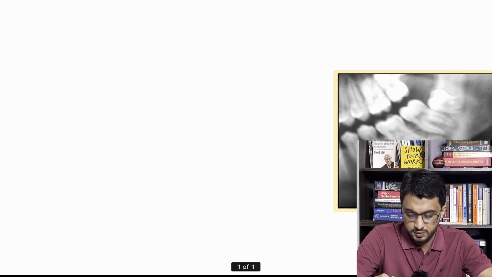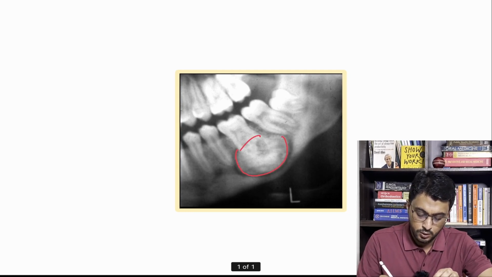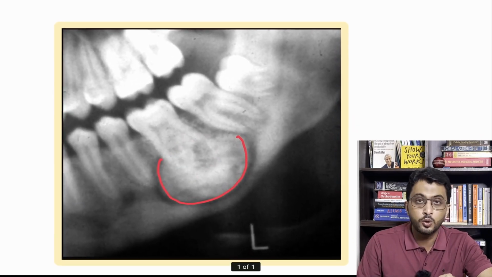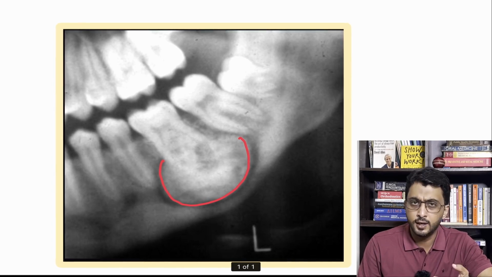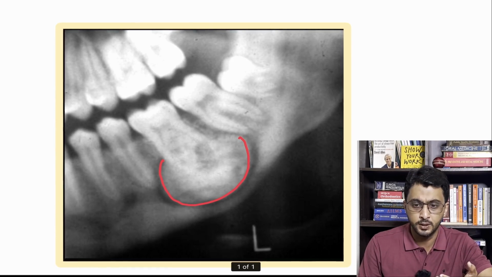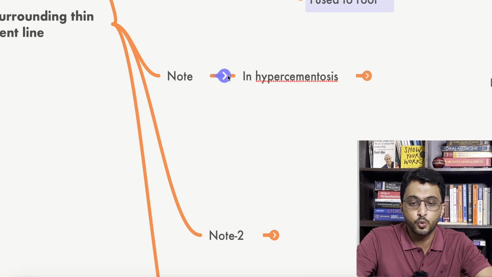Now if you see this picture out there, very, very clear, very typical. This is a radiolucent outline, and if you just see this area, I'll zoom it out. Yeah, there is no root outline visible. The root outline is not visible because it has undergone resorption and it has fused with the lesion. Other lesions will come which don't show such features.